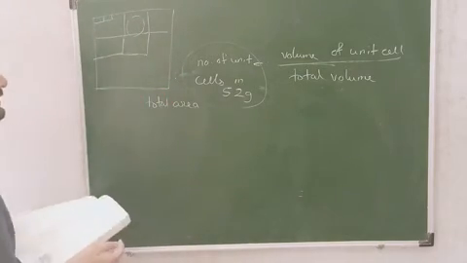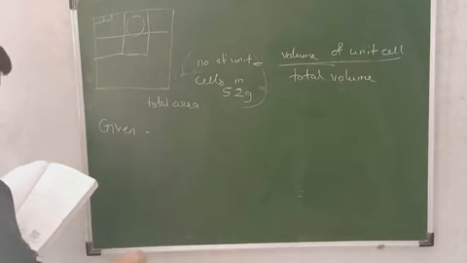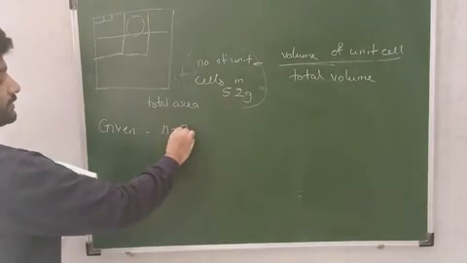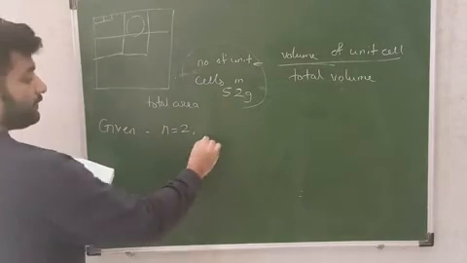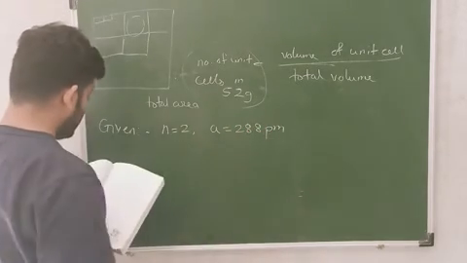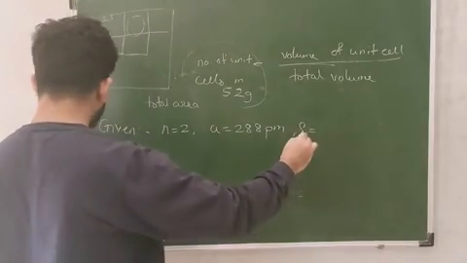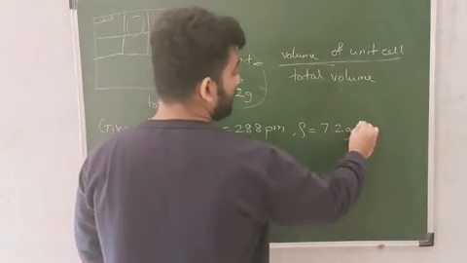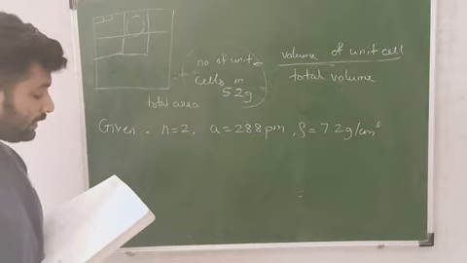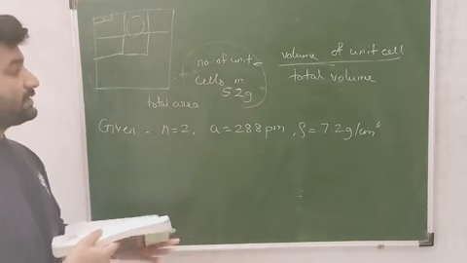First I will write down the given things. What is given to us? Element crystallizes in BCC structure, so n is equal to 2. Next we are given edge length, that is 288 picometers. Density is given, 7.2 gram per centimeter cube. Calculate the total number of atoms present in 52 grams of crystalline unit.